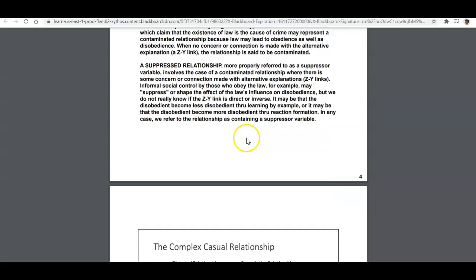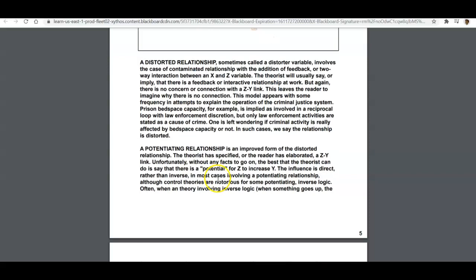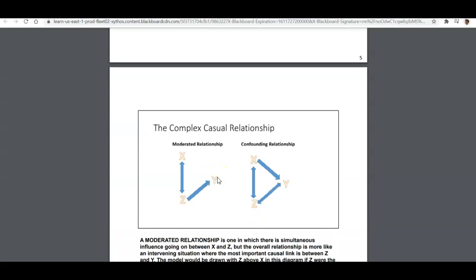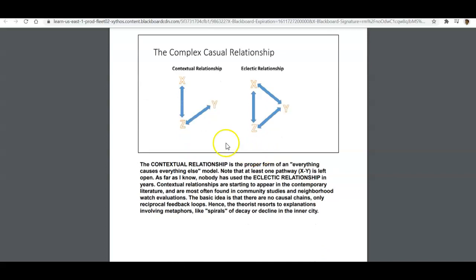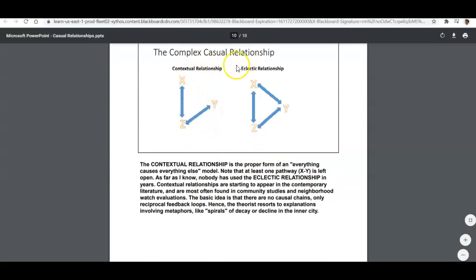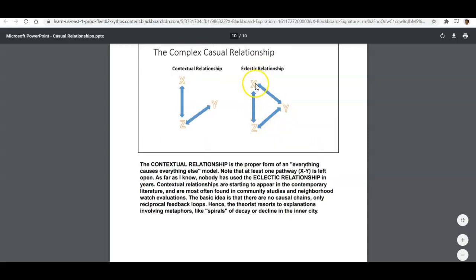Extraneous relationships, conjoint relationships, but we do study these. Sociologists actually spend a lot of time understanding this, usually using qualitative analysis. By the time we get to this point, it becomes much more complicated to understand the social process taking shape. Here we have moderate relationships, confounding relationships, these complex causal relationships like contextual relationships, eclectic relationships, which is one of the most difficult relationships to get because now they're all causing each other.